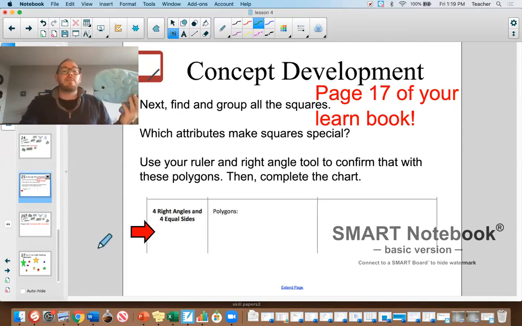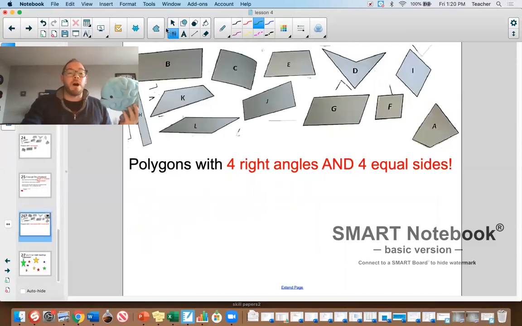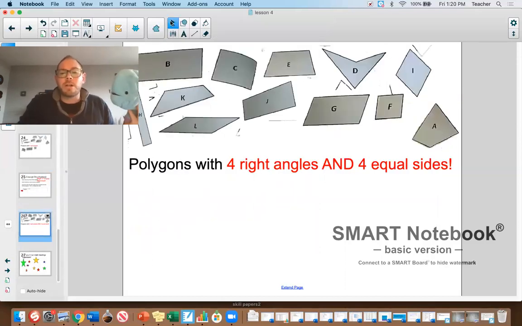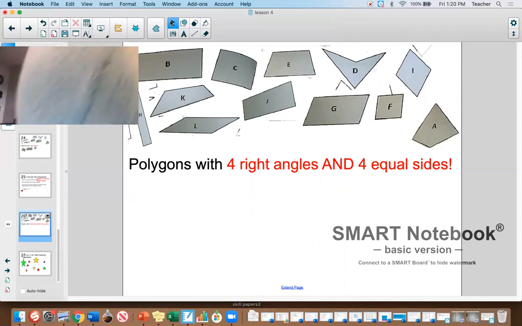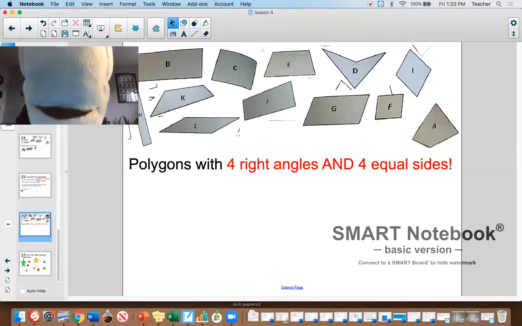Let's make sure you're on page 17 of your Learn book and you're ready to fill out the four right angles and four equal sides row of our problem. We're going to write down the names of all the polygons that are squares. And remember, you need to draw one in the space given to you. So let's go look at our shapes here. Let's look closely. Which of these shapes has four right angles and four equal sides?